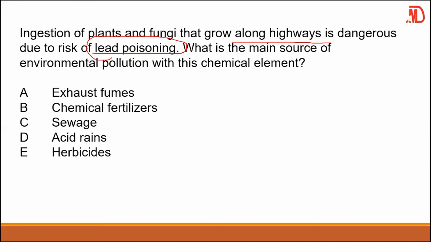So when these plants and fungi are situated over there, it means that all those exhaust fumes, which contain those lead or those chemicals, can affect the plants and the fungi. So when we ingest them or when we take them in, it can lead to what? Lead poisoning. So the question is, what is the main source of the environmental pollution with this chemical element? And of course, you are thinking of what? The exhaust fumes. So your answer is A, exhaust fumes.